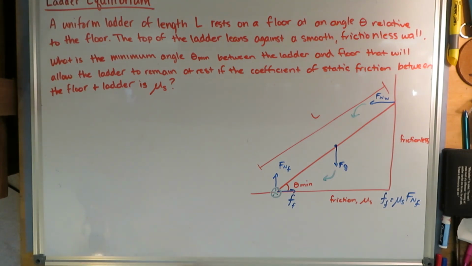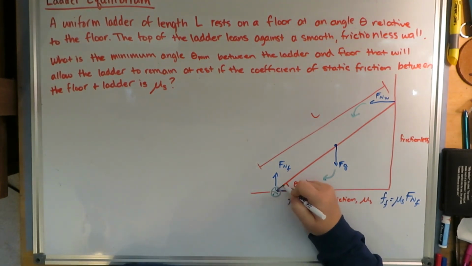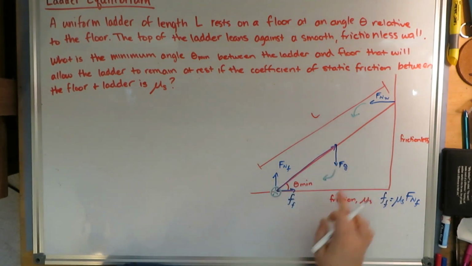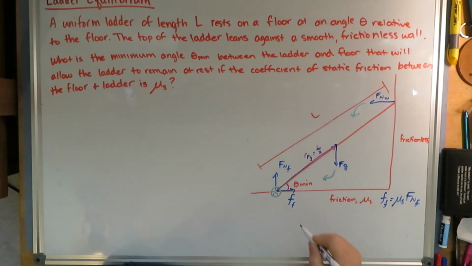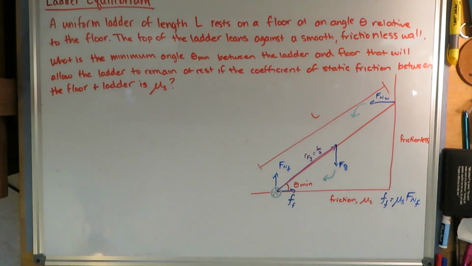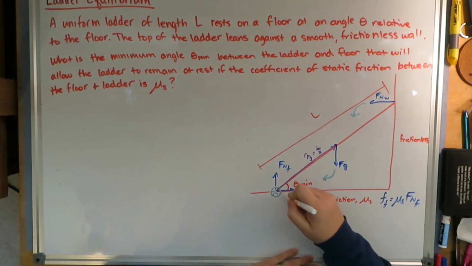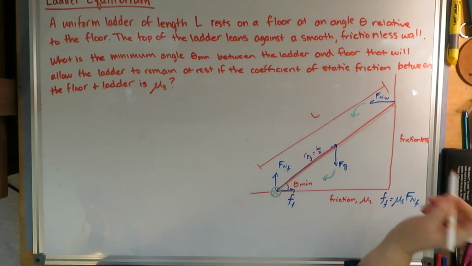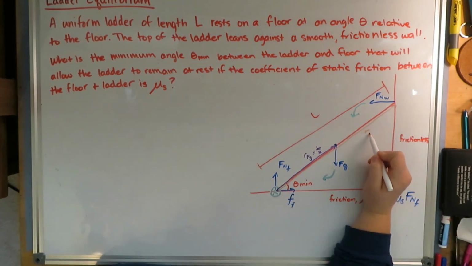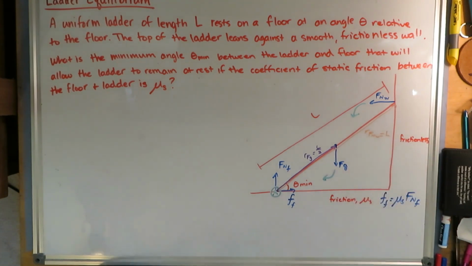Then I need to make sure that I actually label my lever arm values. So the lever arm value for FG, so it's R for FG, is going to equal L over 2. And then if I were to do L for FNW, I'm going to have that one here. So R for FNW is going to equal L.